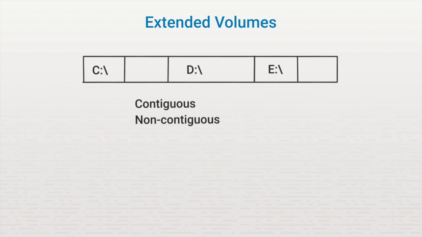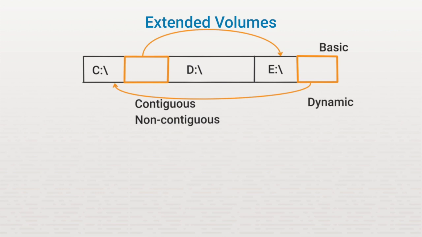Non-contiguous space is free space that is not directly next to the volume that I want to expand. So this free space here is not contiguous to the E drive because it is not next to that drive. And similarly, this free space here is not contiguous to the C drive. However, if I were to upgrade this basic disk to a dynamic disk, I could now extend volumes to non-contiguous space on the same disk.